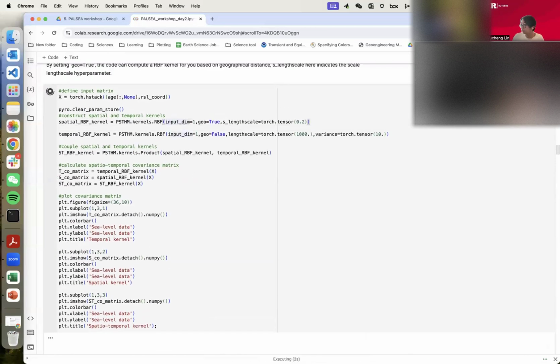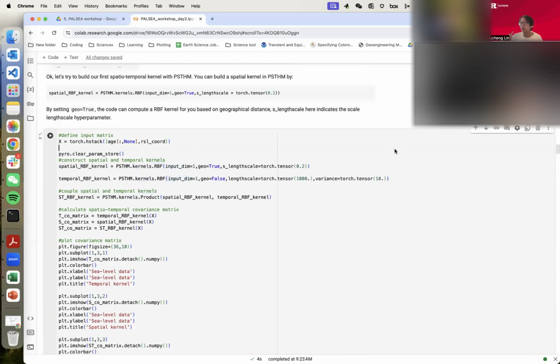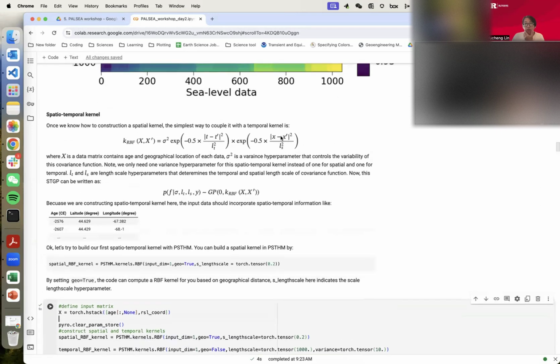Okay, I see a question from Emmanuel. Is there a restriction on the minimum geographical distance between 2 sites? No, Emmanuel, there's no restriction. If you are inputting 2 sites, the geographical distance is 0, that's also okay. If your geographical distance is 0 in the kernel, you will have a pretty large covariance value.